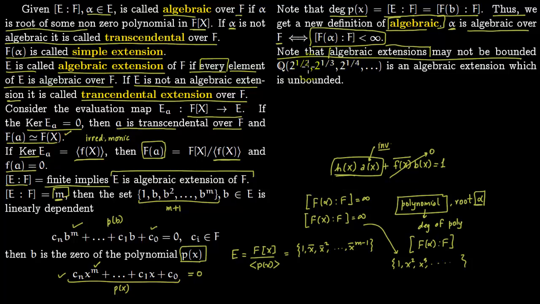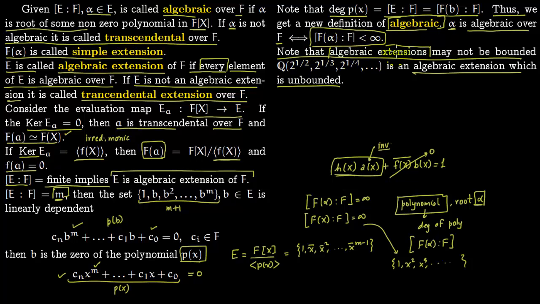So notice that in this extension Q, you can adjoin 2 to the power of 1/2, 2 to the power of 1/3, all these elements, which are zeros of certain polynomials. So you can always have x squared minus 2, x cubed minus 2, and so on. So this is an algebraic extension which is not bounded. You can see there are too many elements here. There is a single element here, and there are too many elements here.